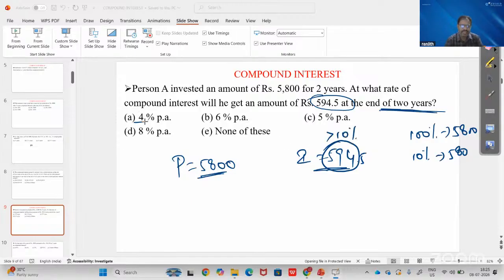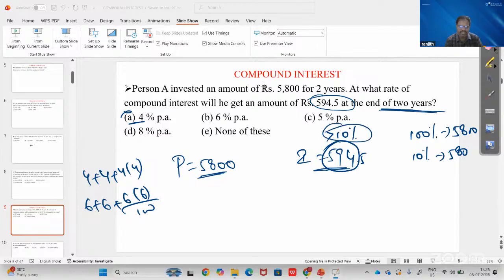So if I take the first option, 4 plus 4 plus 4 into 4 by 100, it is not possible. Next, 6 percentage. 6 plus 6 plus 6 into 6 by 100. 6 plus 6 is 12, so the answer will be nearby 10 only. This is far away from 10, so it is also cancelled. 4 is cancelled, 6 is cancelled, 8 is also cancelled. So the answer will be none of these or else 5 percentage. We'll go with 5 percentage.